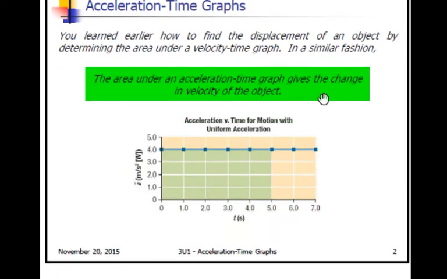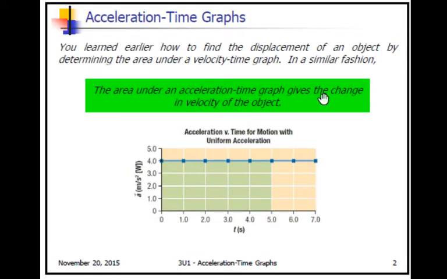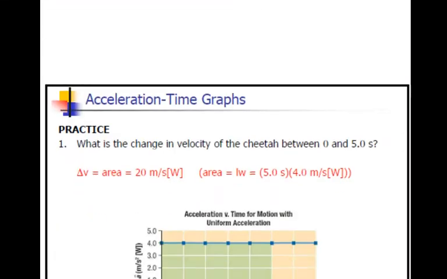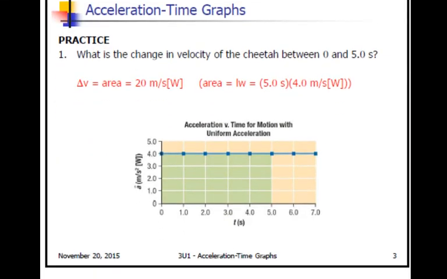So what's written in green here is important. It says the area under an acceleration time graph gives the change in velocity of an object. So what is the change in velocity of the cheetah whose motion is shown here between 0 and 5 seconds?